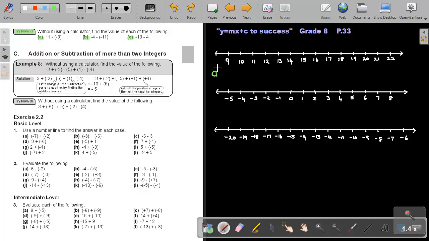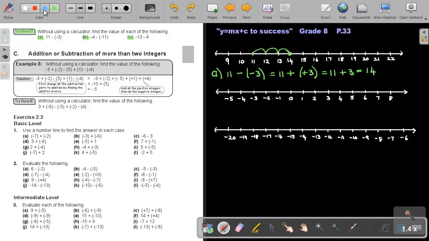Okay, let's try the first one. It's 11 minus negative 3. Can you see it's a subtraction sum? So I have to change it into addition sum by finding the additive inverse, which will be positive 3. And basically, it's just 11 plus 3. So there is 11, and it's 1, 2, 3. So the answer will be 14.